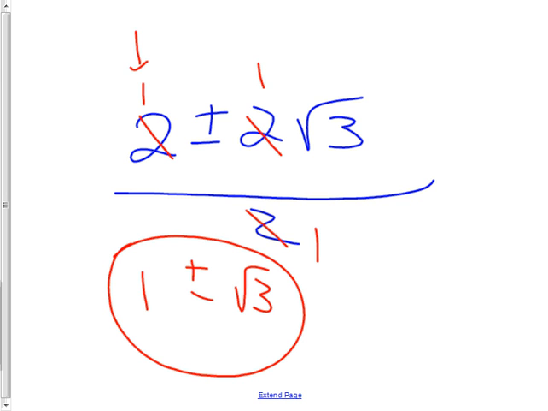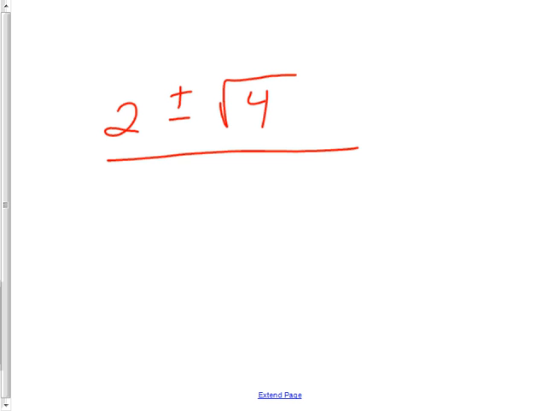That's it. I want to give you one like that. Try this. 2 plus or minus the square root of 4, all over 6. Just simplify that one. There's a couple things you can do.